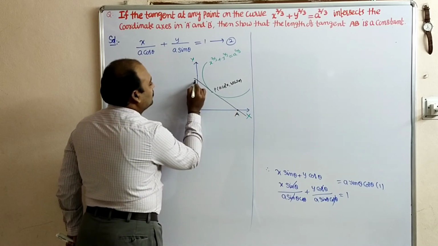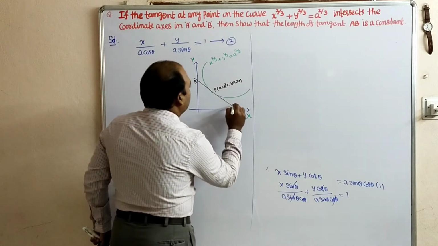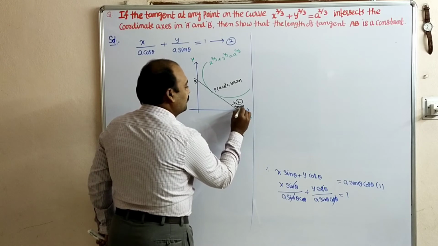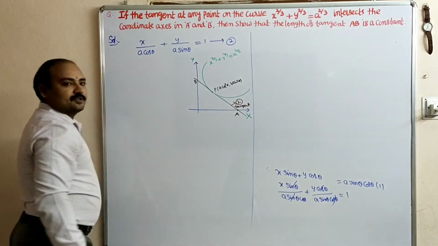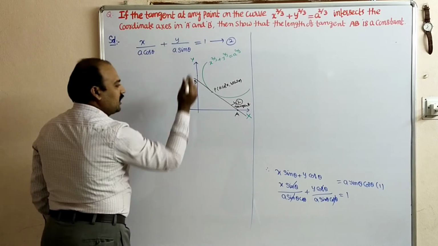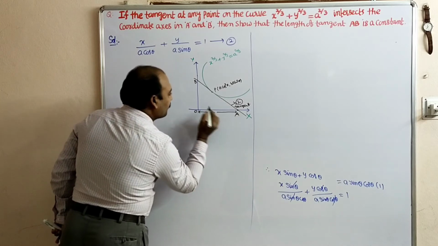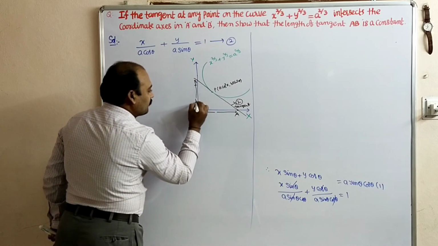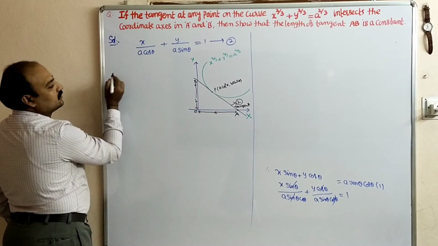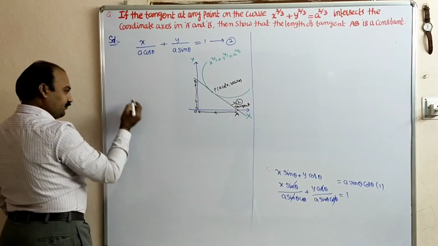which intersect the coordinate axis at A and B. That means this line, this is equation number 2, the tangent equation. Now compare with x by a plus y by b equal to 1. From here to here, this is the x-intercept. So the point A will be on the x-axis, where the y coordinate is 0.